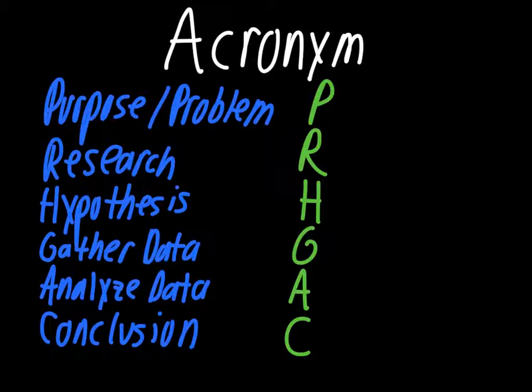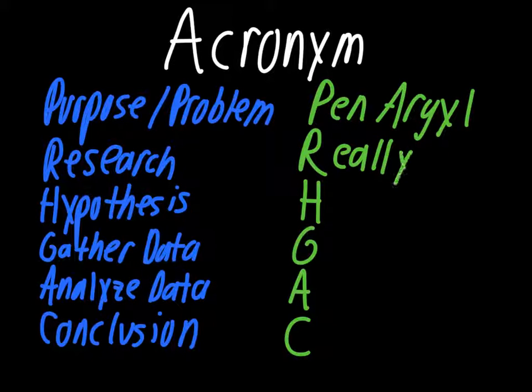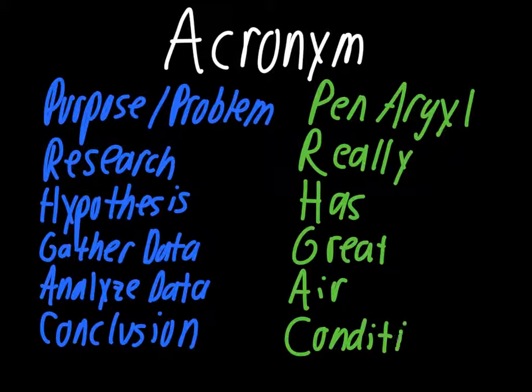The last thing for us to talk about is a little memory trick. It's an acronym to help you remember the steps of the scientific method. So if we go through this one, for purpose and problem, we're going to think of Penargil. And we've got really has great air conditioning. So I know it's usually hot in the beginning of the school year, so this is one that most people find somewhat memorable. But we've got the idea of the acronym here where each of these line up, and that should help you remember the different stages. So purpose and problem, Penargil, research, really, and so on.